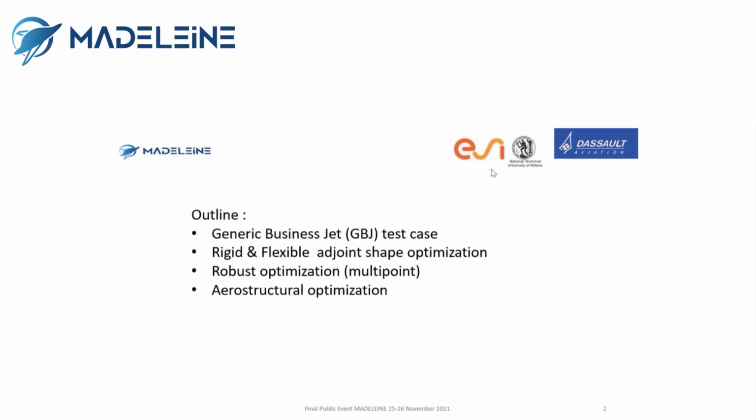The outline is the following. I will describe the test case, namely the generic business jet. After, I will compare rigid optimization with flexible optimization in order to know if flexibility is mandatory or not for the test case we are looking for.